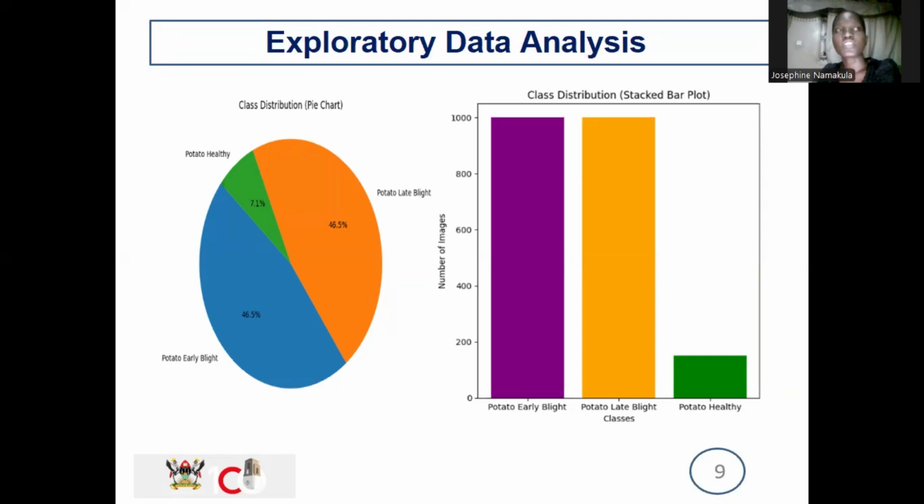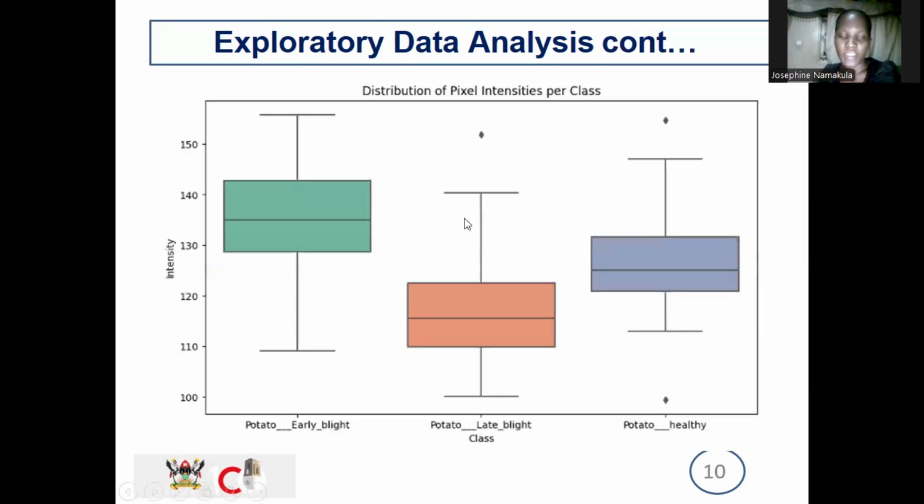So the next image is a bar plot showing again how these images are distributed in our data set into categories of potato healthy, potato late blight and potato early blight. So when I move to the next slide, I find a box plot which is showing the distribution of intensity within our data set.